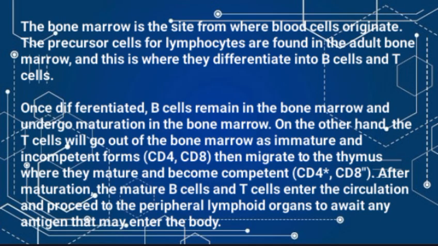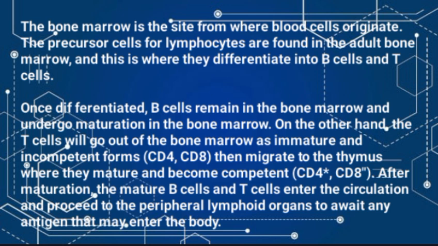The bone marrow is the site from where blood cells originate. The precursor cells of lymphocytes are found in the adult bone marrow, and this is where they differentiate into B cells and T cells. Once differentiated, B cells remain in the bone marrow and undergo maturation in the bone marrow.